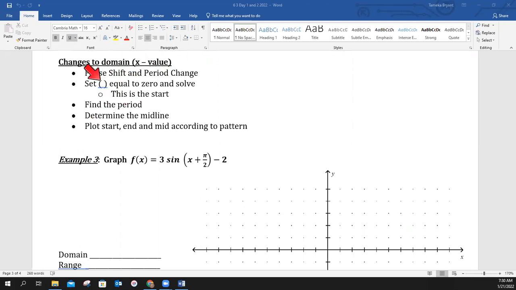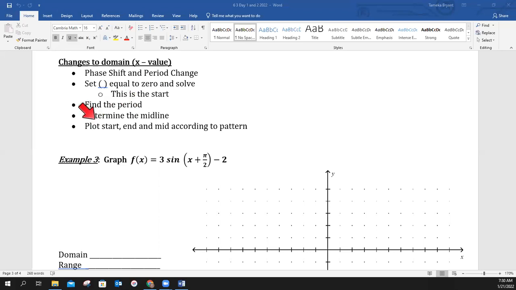So if you have a phase shift or a period change, a phase shift simply means that instead of starting on the 0, 0, you're going to shift the start either left or right. And the period just changes the amount of degrees it takes to complete one full revolution. So instead of 360, it could be 180, it could be shorter, or it could be longer, like 720, okay?